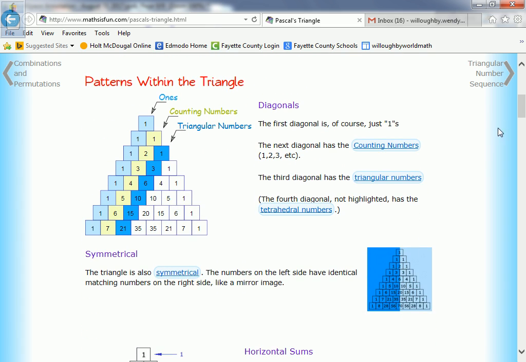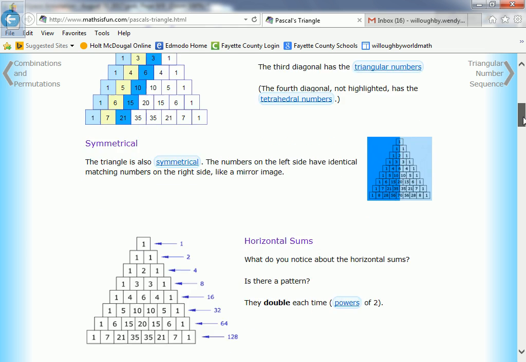Okay, now it starts to show you really cool things inside this triangle. We all noticed that it was 1 down the sides, right? Either side. Did you notice that it is counting numbers next? And then the next column is called triangular numbers. Triangular numbers are numbers that can form a triangle. Like 3 little dots makes a triangle. 6, 1, 2, 3, 4, 5, 6 makes a triangle. Those are our triangular numbers. Okay? The fourth diagonal is the tetrahedral numbers. All right. You should notice that it is symmetric.